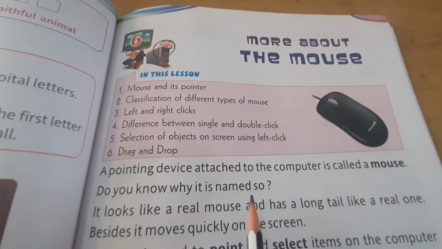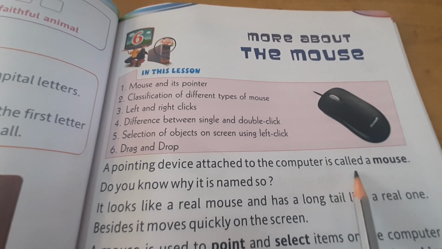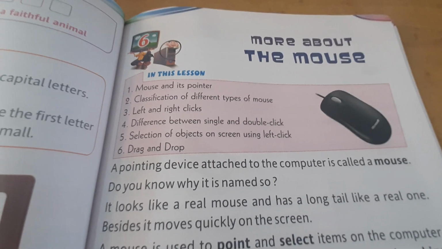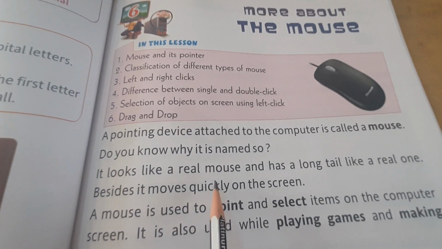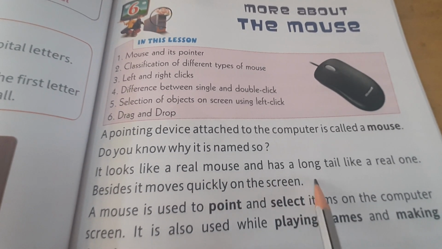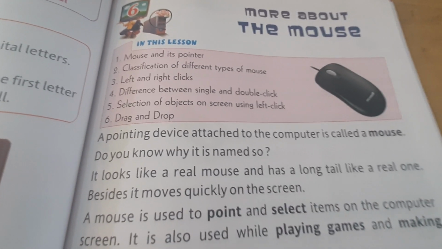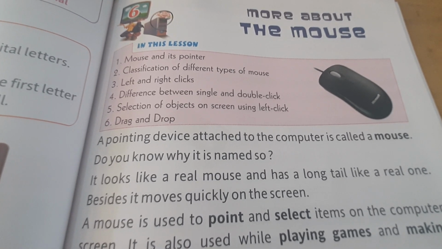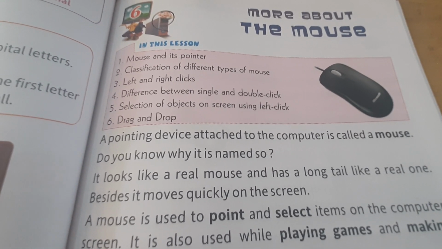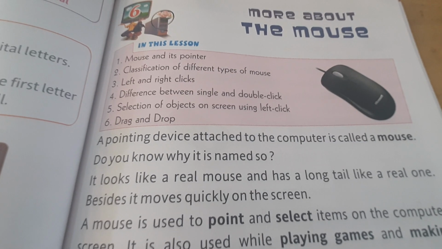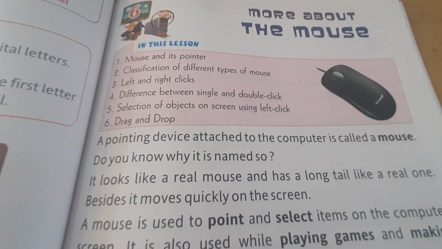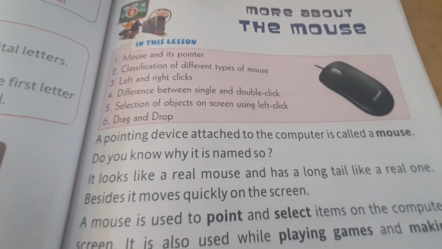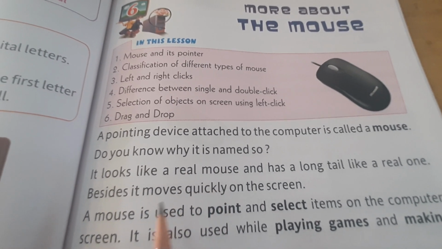Do you know why it is named so? You must have thought many times why we call it a mouse. Now we will study why it is called a mouse. It looks like a real mouse and has a long tail like a real one. I'm sure you must have seen a mouse at your place, and it looks like that kind of mouse with a long tail. Tail means the wire that is attached to it, and then it is connected to the computer. So it looks like a tail, and that is why it has got its name, that is mouse.